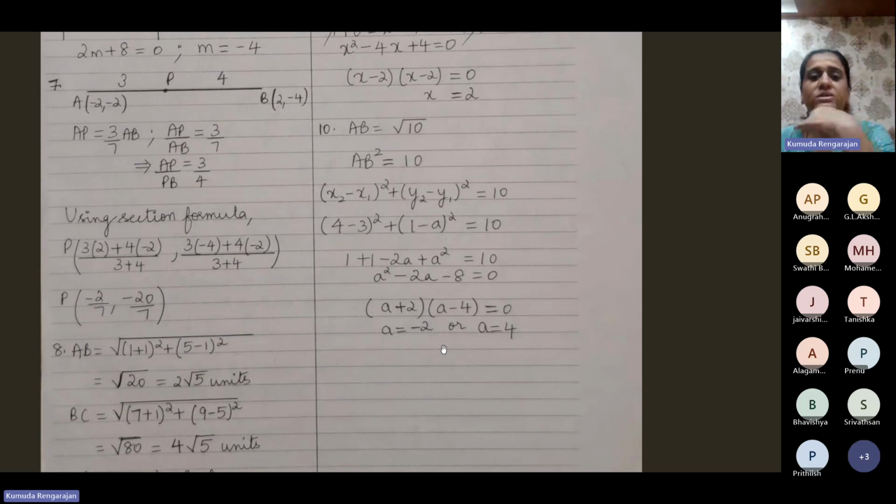This is question number 10. AB is given root 10. What's the question? The distance between A and B. So AB is equal to root 10, which means AB square is 10. So use a distance formula. Again, you get a quadratic equation. Solve and find the values of A.